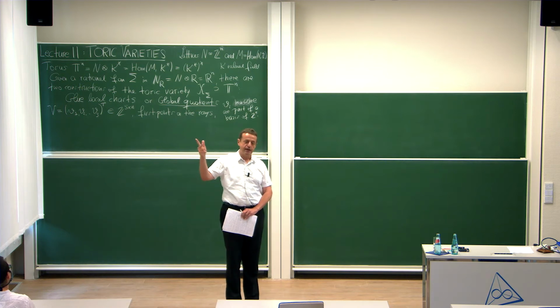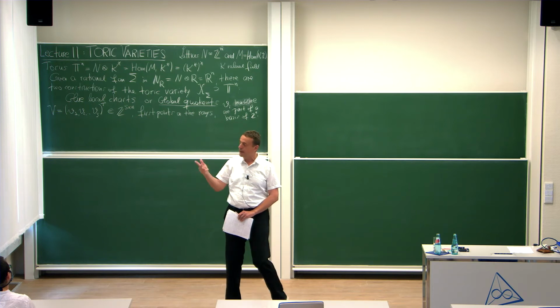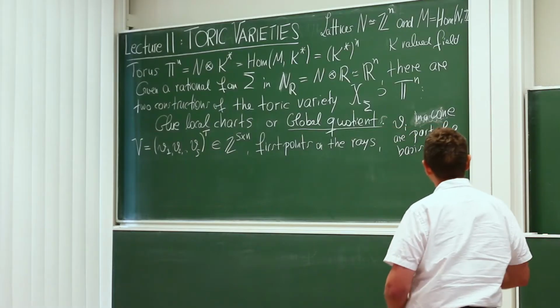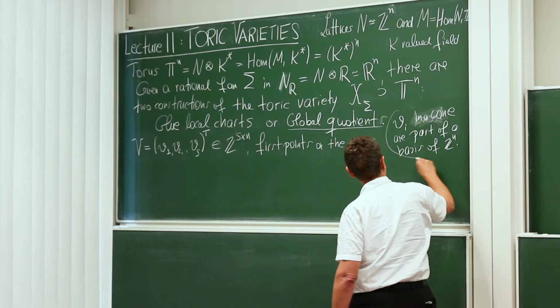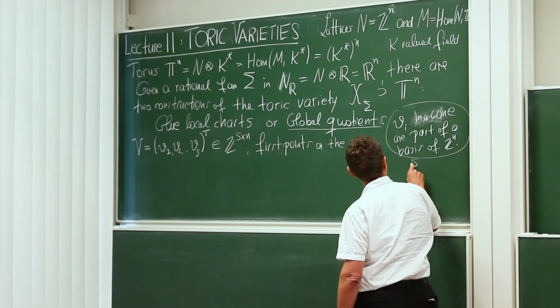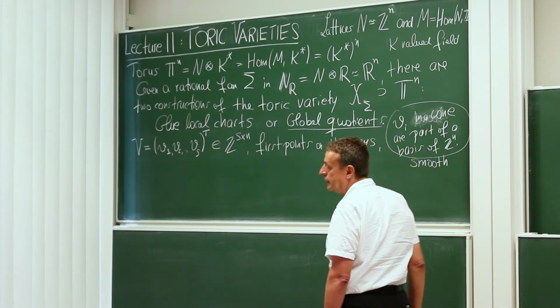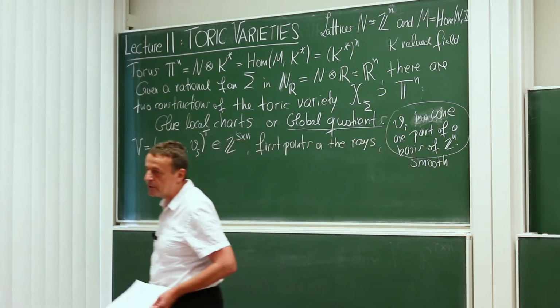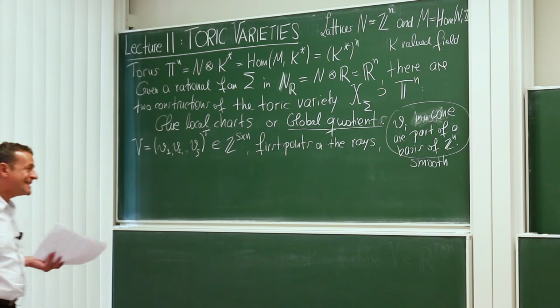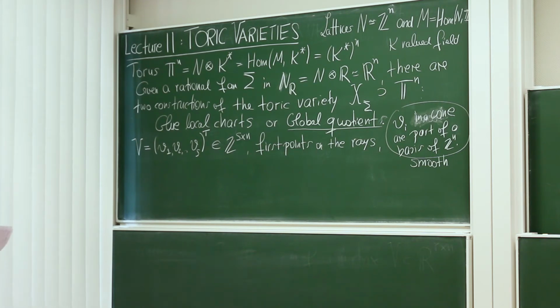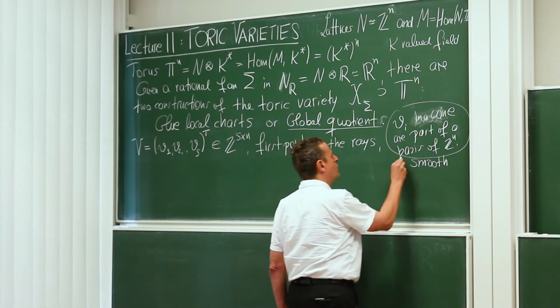They span R3 as a lattice if the determinant, the 3x3 determinant, is plus or minus 1. And sometimes we assume that. If this is assumed, then the toric variety will be smooth. So if you look at the ray generators lying in a particular cone, and if this is either a basis of Z^n or, in the lower dimensional case, part of a basis, then this toric variety will turn out to be smooth.